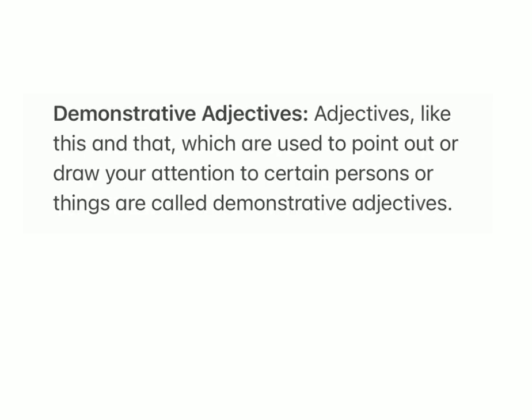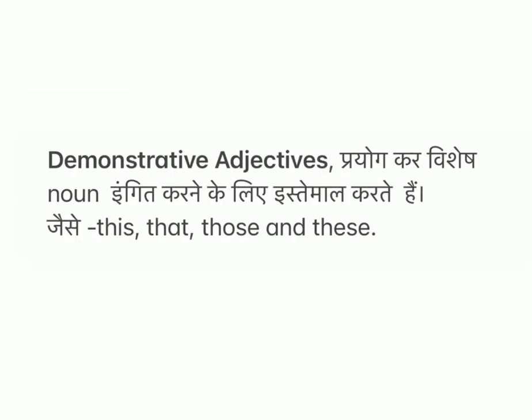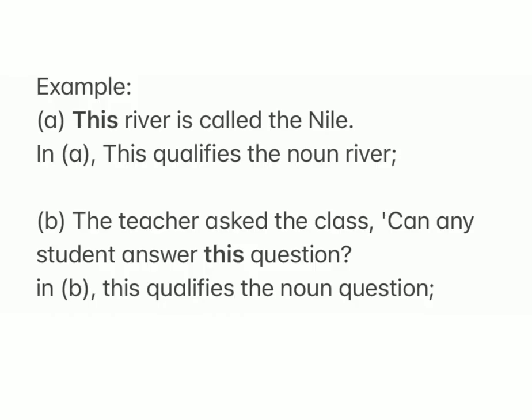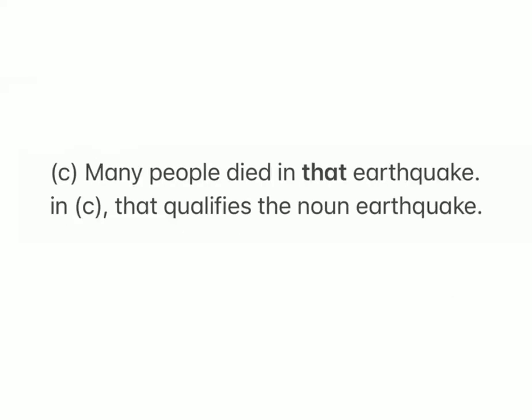Demonstrative adjectives. Adjectives, like this and that, which are used to point out or draw your attention to certain persons or things, are called demonstrative adjectives. Example: A. This river is called the Nile. In A, this qualifies the noun river. B. The teacher asked the class, "Can any student answer this question?" In B, this qualifies the noun question. C. Many people died in that earthquake. In C, that qualifies the noun earthquake.